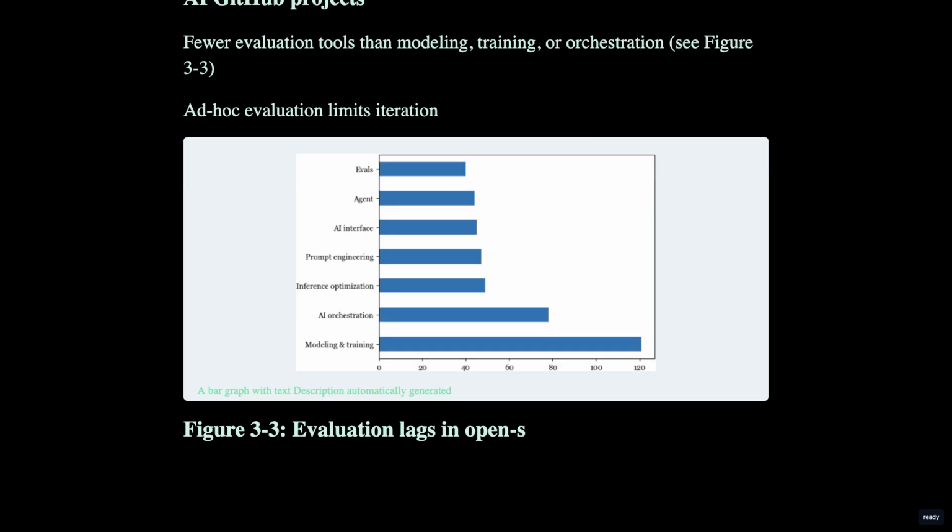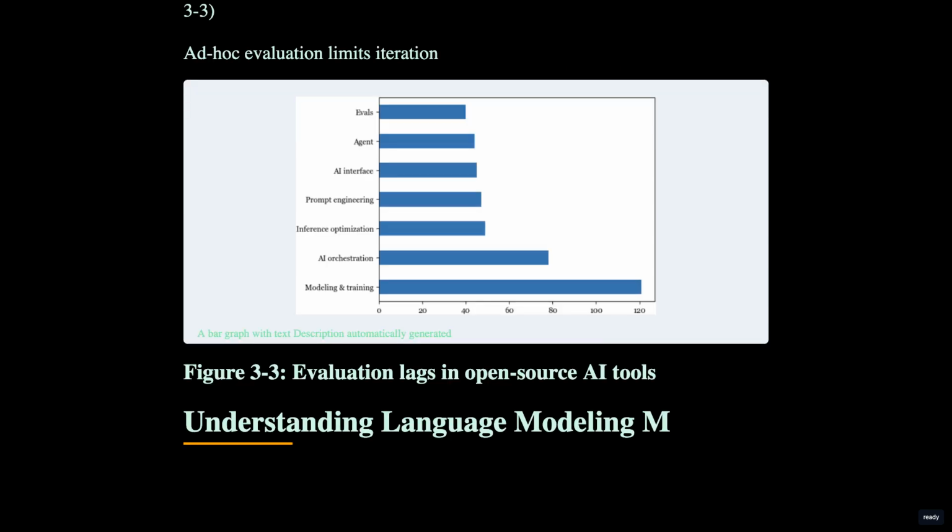This figure draws on my list of the 1,000 most popular AI GitHub repositories and shows that evaluation tools trail other AI engineering areas. We'll use this section to explore why evaluation is underrepresented and what that means for practice and research. In this section, we'll introduce the key metrics used to evaluate language models. You'll learn what each metric measures, why it matters, and when to prefer one metric over another.